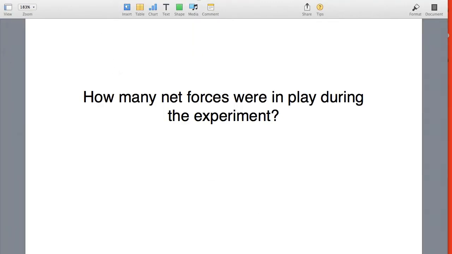The forces that were in play during this experiment were the force of the push, gravity, the Earth's gravity, primarily, the force of friction, and the force of drag.